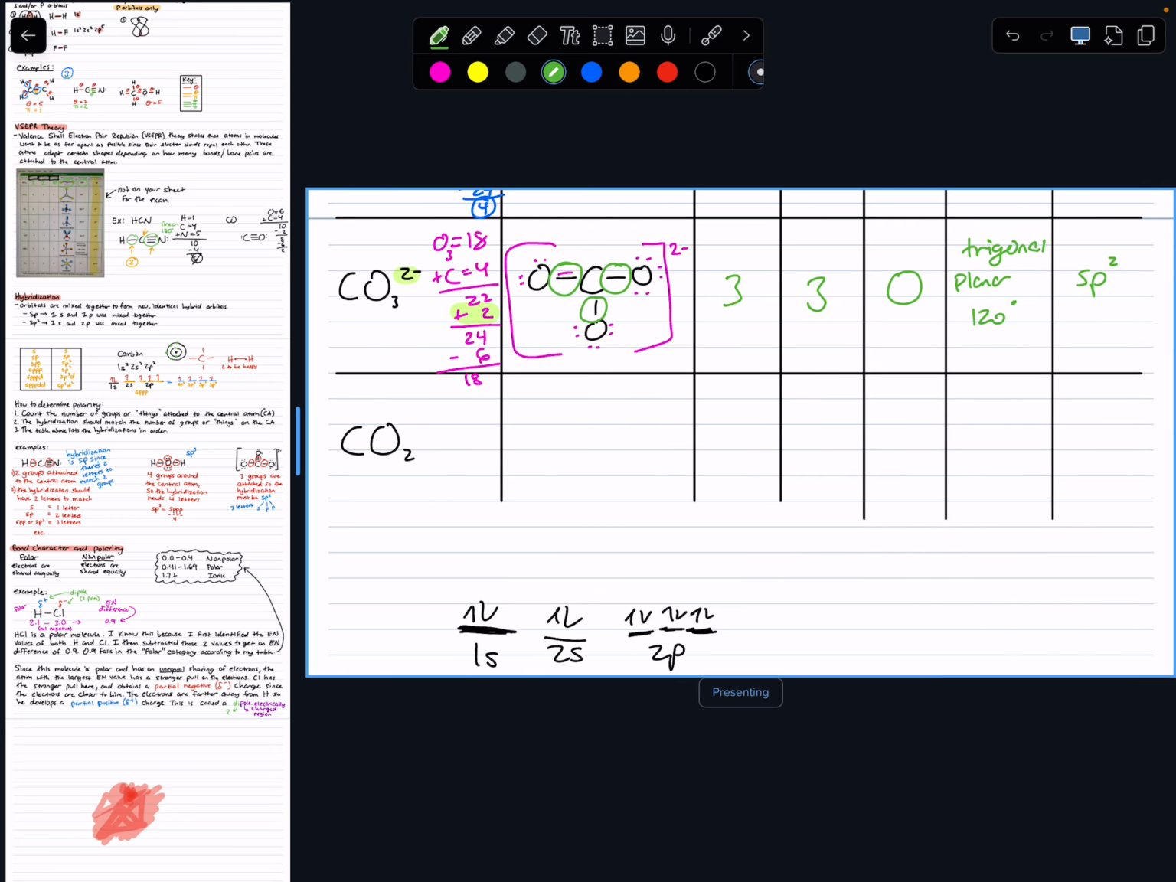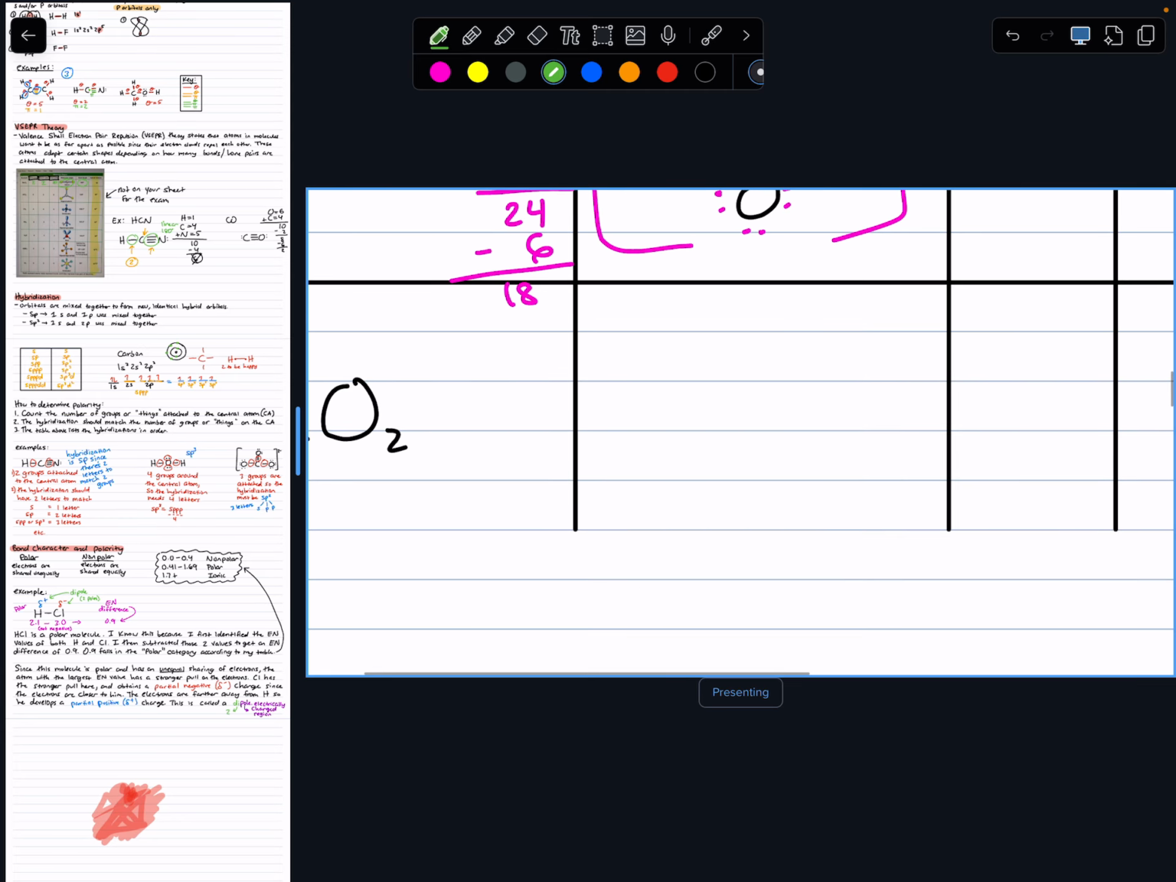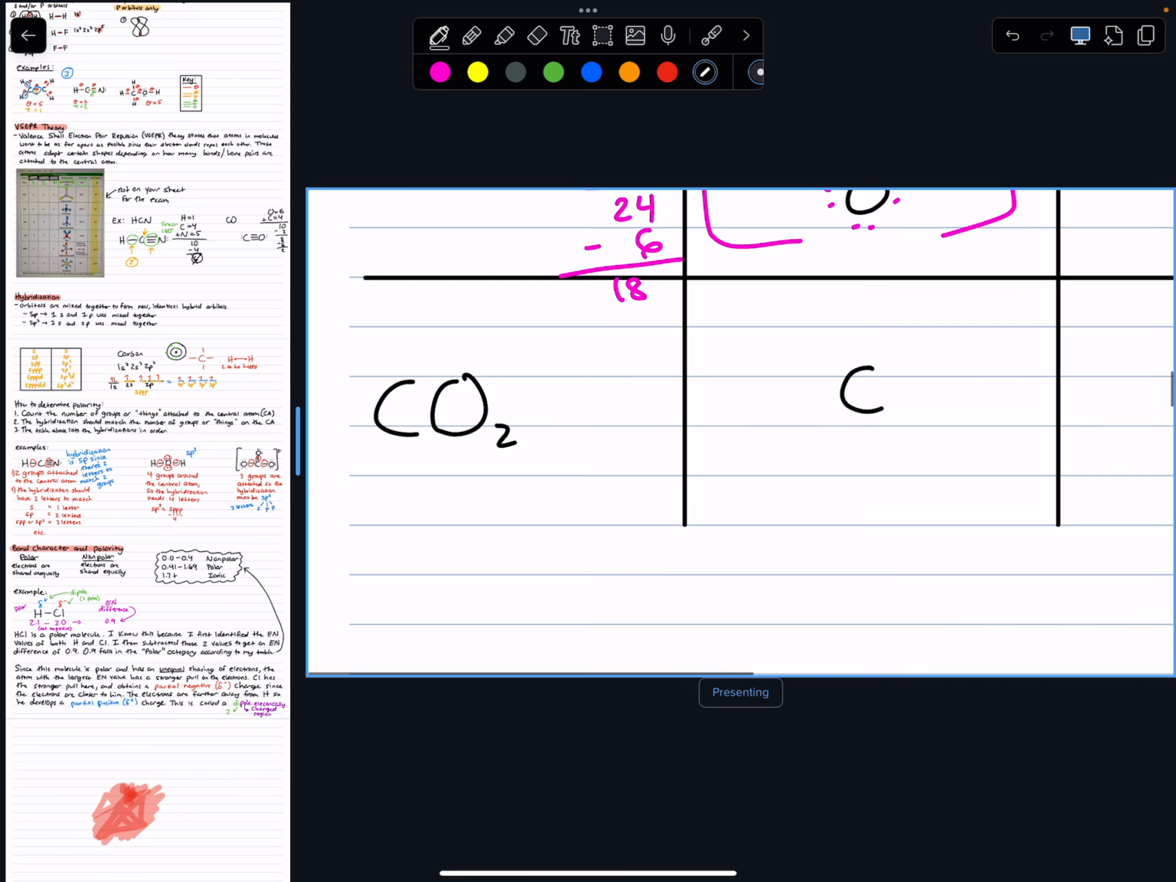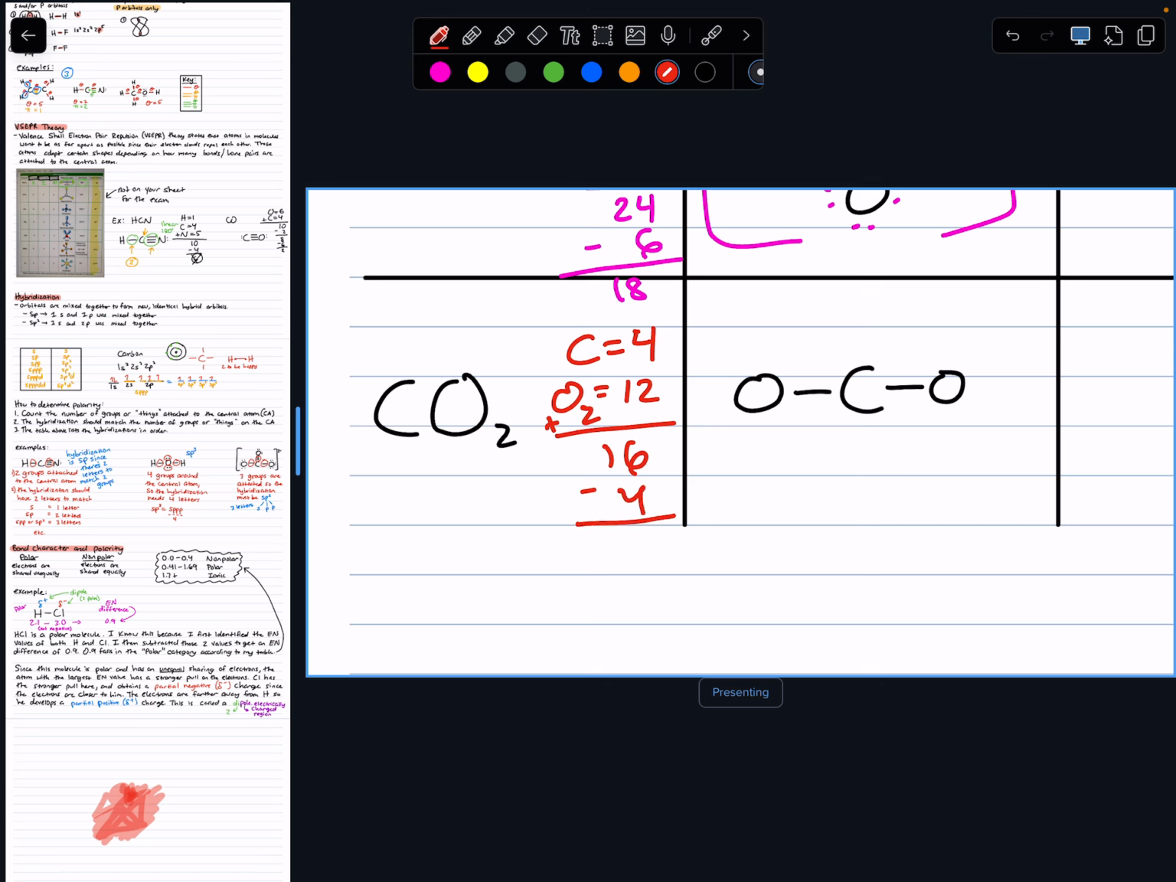Next, last but not least, CO2. Central atom, please. And what's around him? Carbon is 4, oxygen is 6, total of 16. I have 12 left. Where did this 12 go? To give him an octet, right? But then carbon isn't happy. You need a double bond on both.